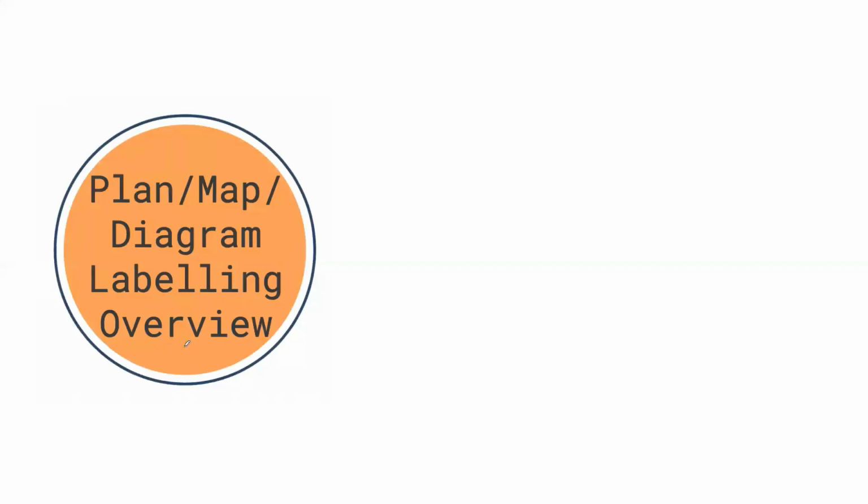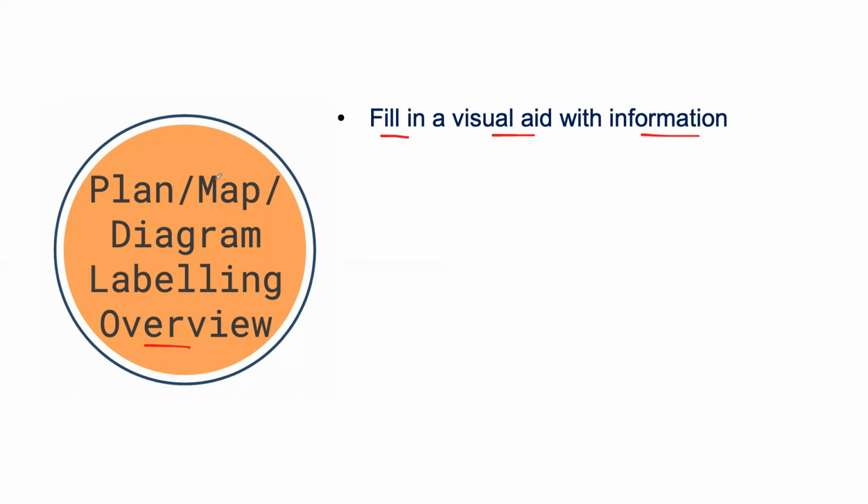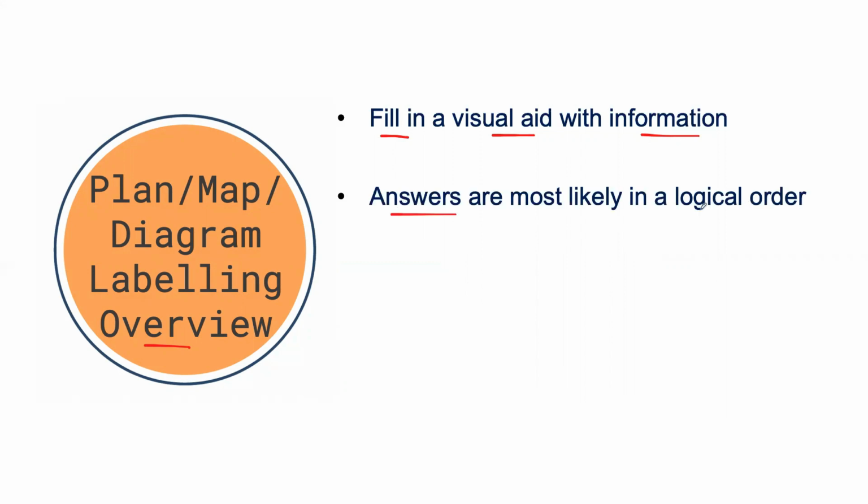So first, I'm just going to give you an overview of this question type and tell you what it's all about. First off, you're going to have to fill in a visual aid with information. And this visual aid can either be a plan, so perhaps a plan for a new building, or a map, so maybe a map of a historical center, and a diagram. This diagram could be how yogurt is made, for example. And you may have to follow a process or follow directions that will be spoken by the speaker and fill in the questions accordingly.